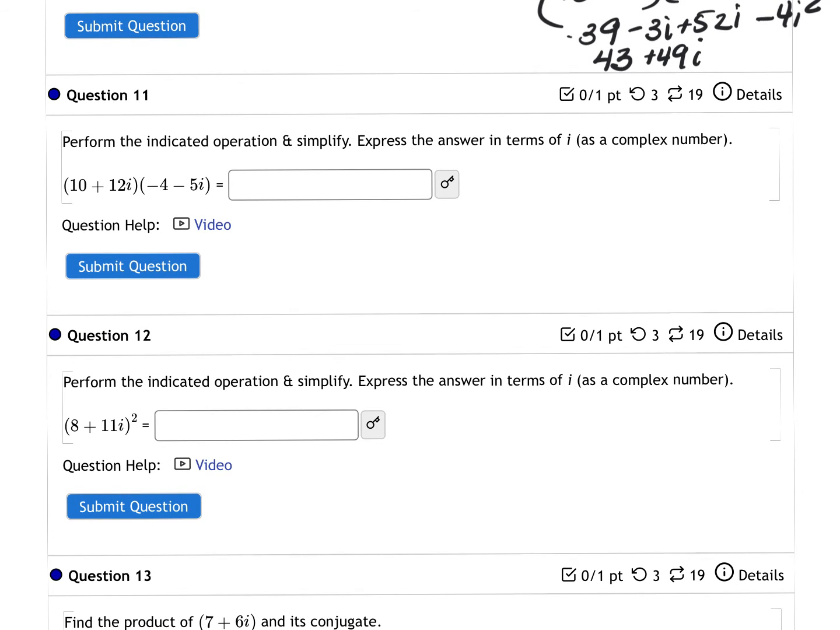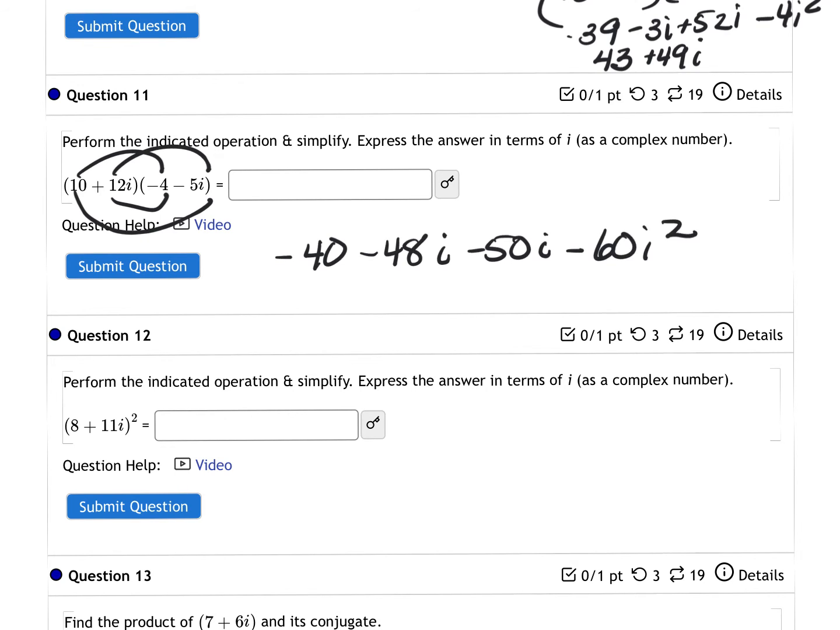Perform the indicated operation. So I get negative 40, minus 48i, minus 50i, minus 60i squared. So that's a plus 60, because that's negative 1. So 60 minus 40 is 20. And then gathering these like terms, that's minus 98i.